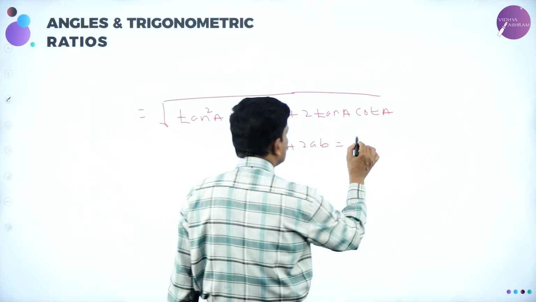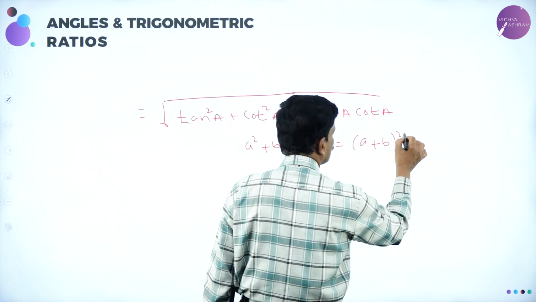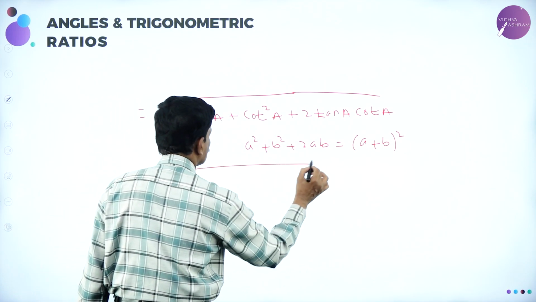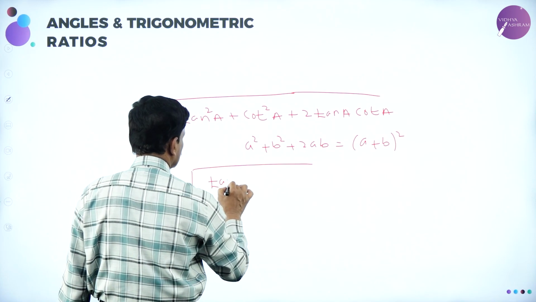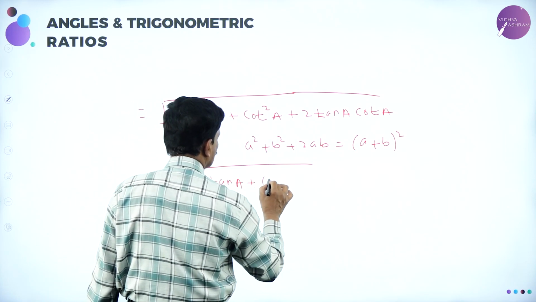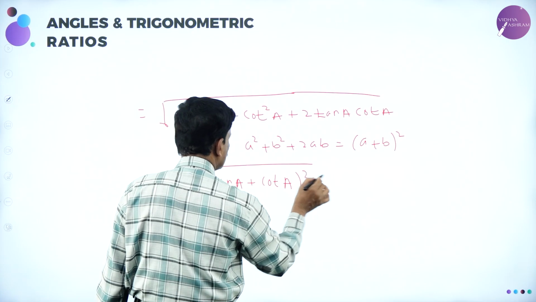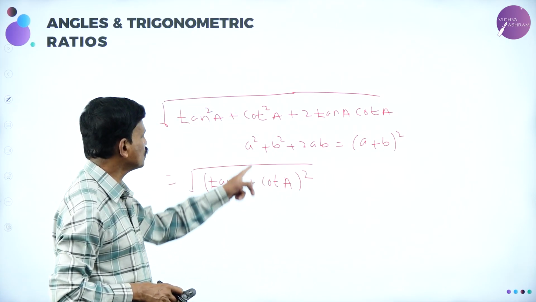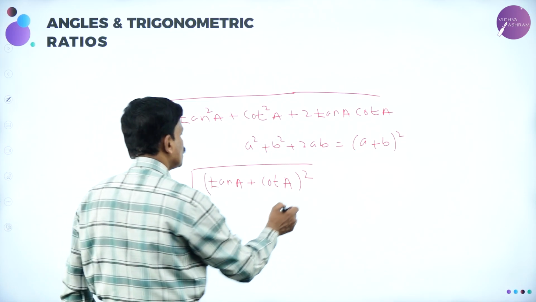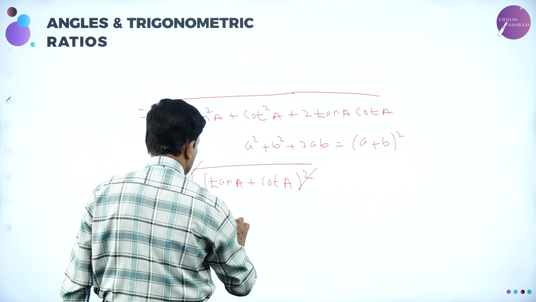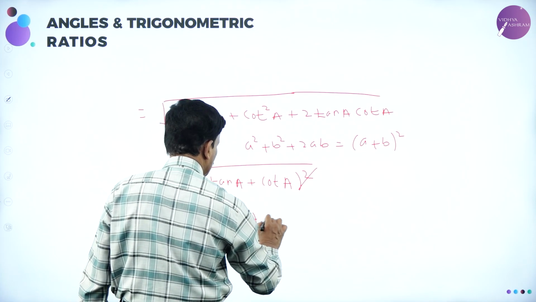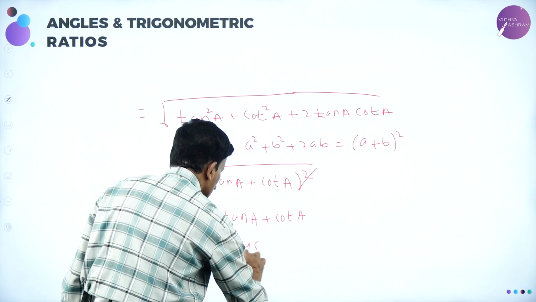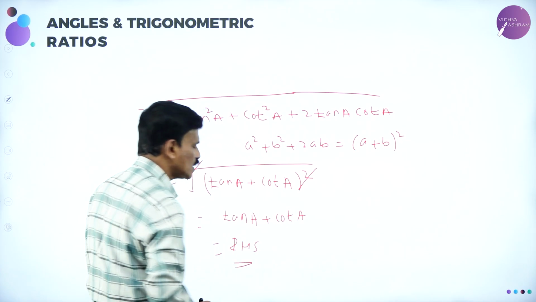What is this equal to? This is nothing but A plus B whole the square. So therefore this can be written as square root of A is nothing but tan A plus B is equal to cot A whole the square. So if you apply A plus B whole square for this, tan square A plus cot square A plus 2 tan A cot A. Here square and square root gets cancelled. This is equal to tan A plus cot A, which is a required RHS. That's it. So the required answer is tan A plus cot A.